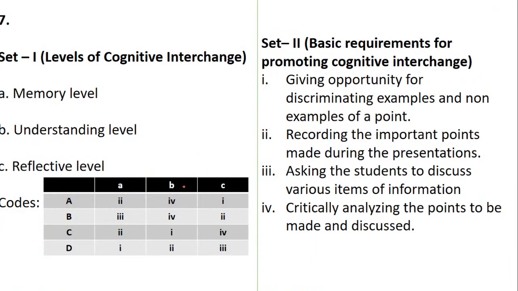Question number 7 is a match the following, where you have levels of cognitive interchange, that is memory levels, and you have set B, the options. I have given you the code, you have to match the code. So you have memory level, understanding level, reflective level, and then the basic requirement for each level. You can read it out quietly and properly. I will also read, but you ensure that you come up with the correct matching of the answer.